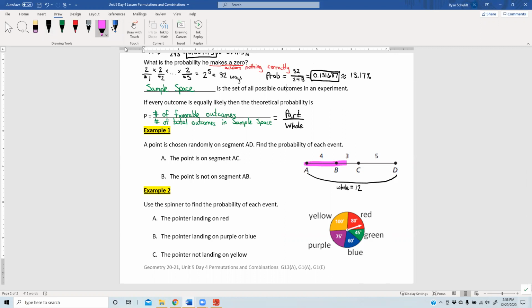A asks us to find the probability that the point is on AC. Well, I go from A to C. So that's 4 plus 3. So I'm going to say probability equals 4 plus 3 over 12, which is 7 over 12. That's your probability, 7 over 12. See what we did there? The part we want is 4 and 3 over the whole thing, 12.